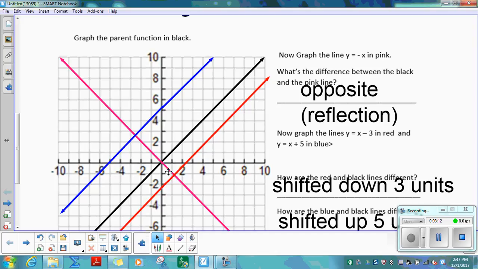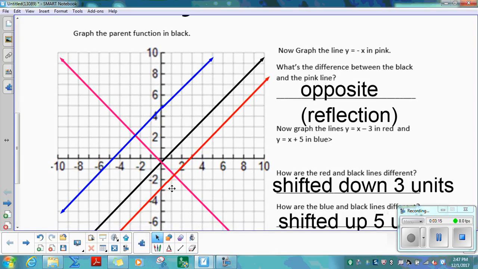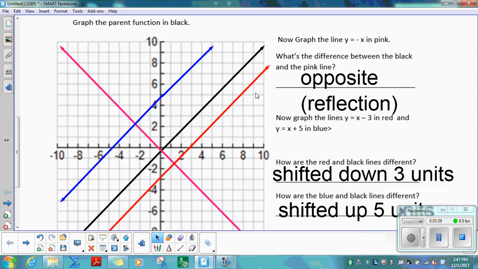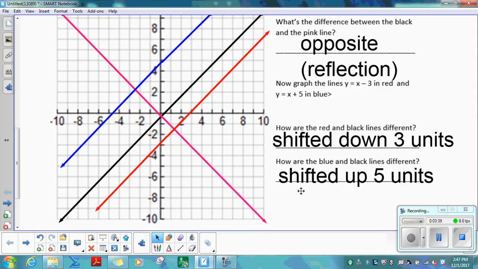So it got shifted. Oh, this whole thing got shifted weird. There we go-ish. That looks better. The red got shifted down 3 units. Like if you moved all the points down 3 units, it would give you your red line, right? And then the blue one, if we look, it's also parallel. Just all the points moved up 5 units. So that one got shifted up 5 units. Okay?